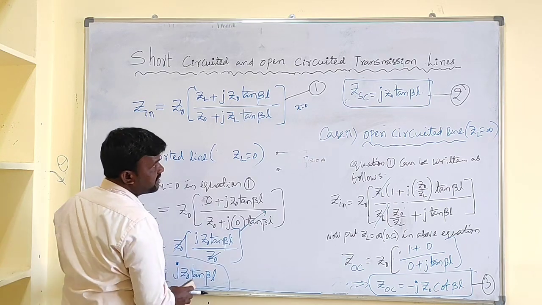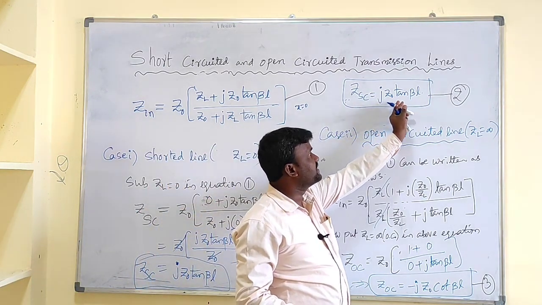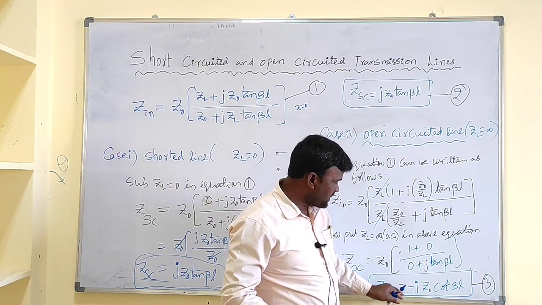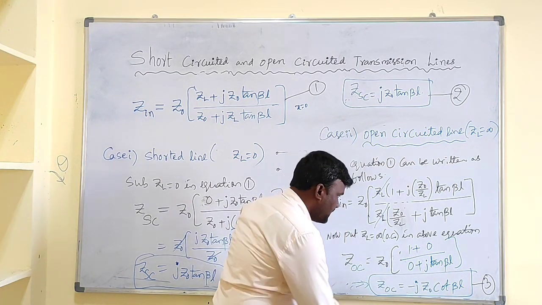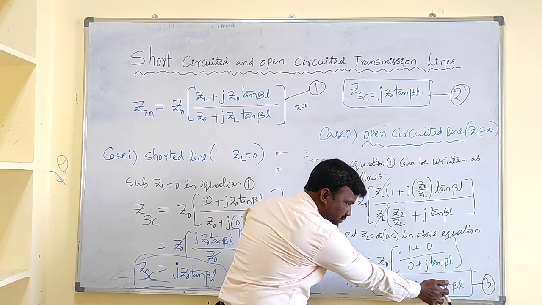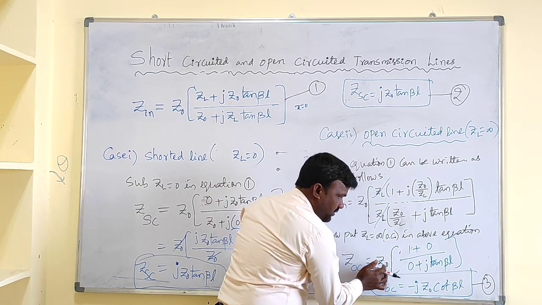This is for short circuited line. For short circuited line, Zs equal to what? j Z naught tan beta L. For open circuited line, it is equal to what? Minus j Z naught cot beta L. Here it is 1 by tan beta L, and that 1 by tan beta L equals cot beta L into Z naught.